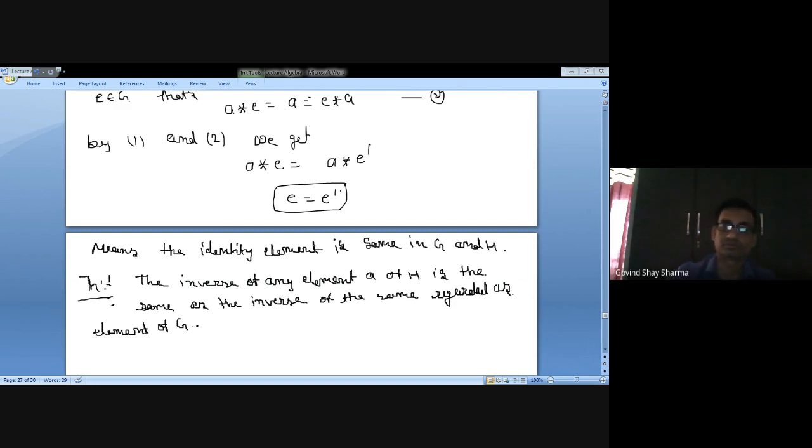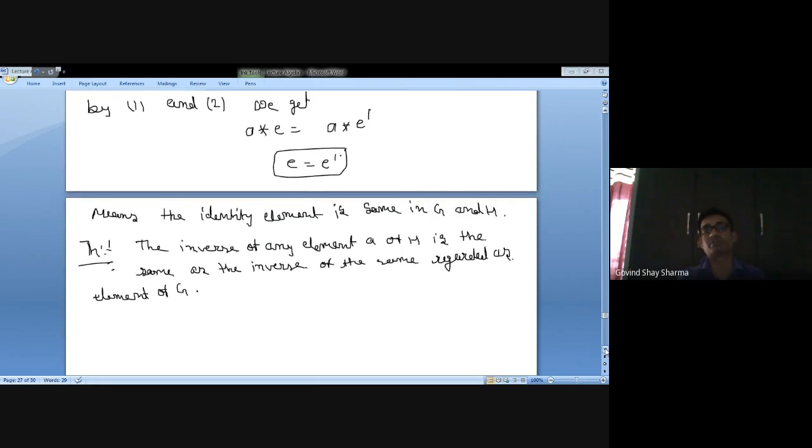Okay, so try this theorem. Very simple. We assume that A inverse and A dash inverse are the inverse elements for A. I can give you some clue. A inverse and A dash inverse are two elements in H and G that are inverses for A.